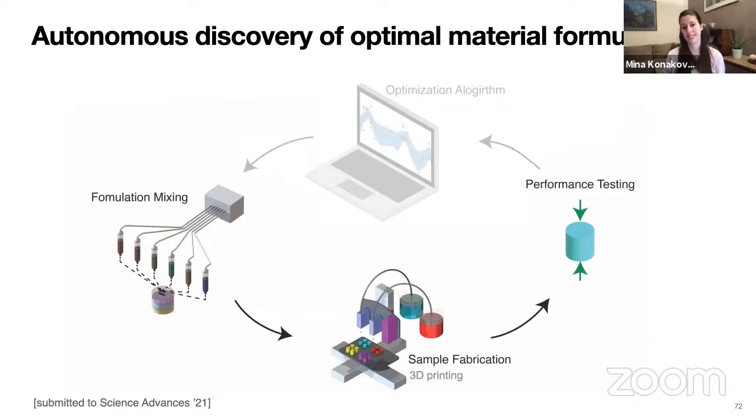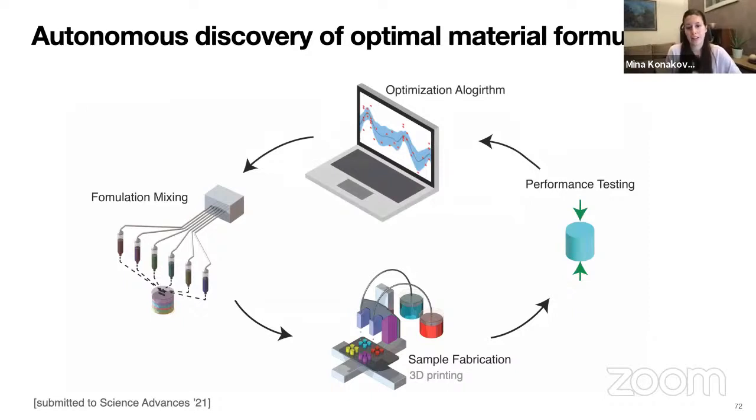And because the mixing, the fabrication, and the testing process are very slow, we could only process 4 samples per day. And we were looking for some way of cleverly selecting which samples to test in order to discover the best performing formulations. And for this, we needed an optimization algorithm to guide the whole development.